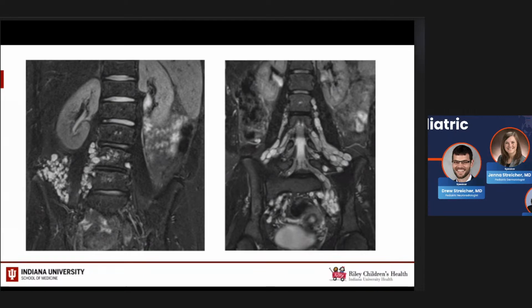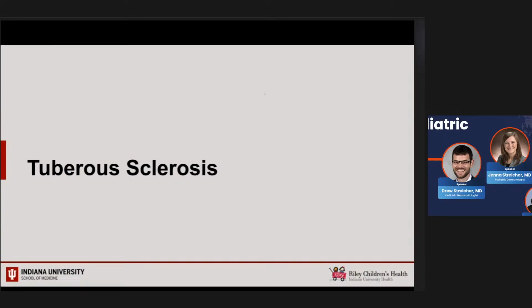Other features in the spine that we can see with NF1 would be dural ectasia, where we see that enlargement of the thecal sac and scalloping of the dorsal vertebral bodies. So we can see that with NF1 in the spine as well. Okay, so lots of imaging findings that we can see with neurofibromatosis type 1. So let's move on to our next phakomatosis, tuberous sclerosis.